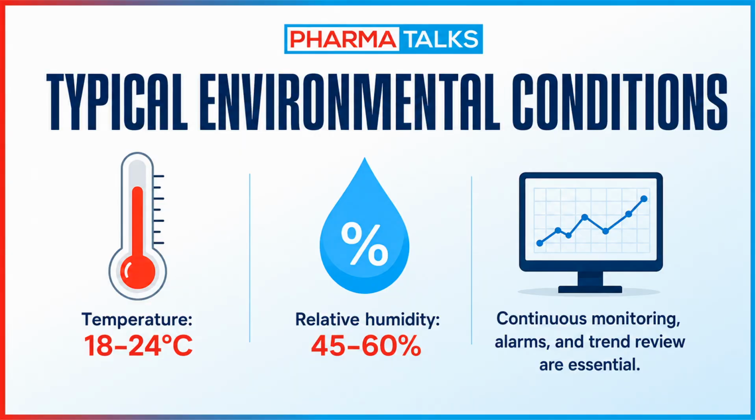Typical environmental conditions. Temperature and humidity control support operator comfort, product stability, and reliable process performance. Many cleanrooms operate at approximately 18 to 24 degrees Celsius and 45 to 60% relative humidity. These are general ranges, and actual limits must be based on the product, process, and site requirements. Continuous recording, alarms, and trend review help identify undesirable changes before they become serious deviations.